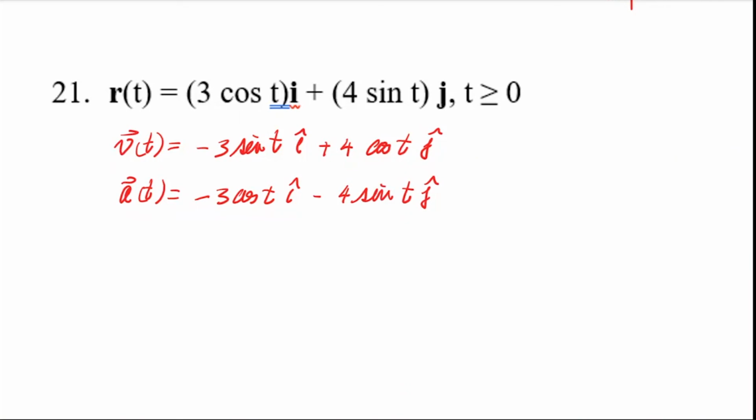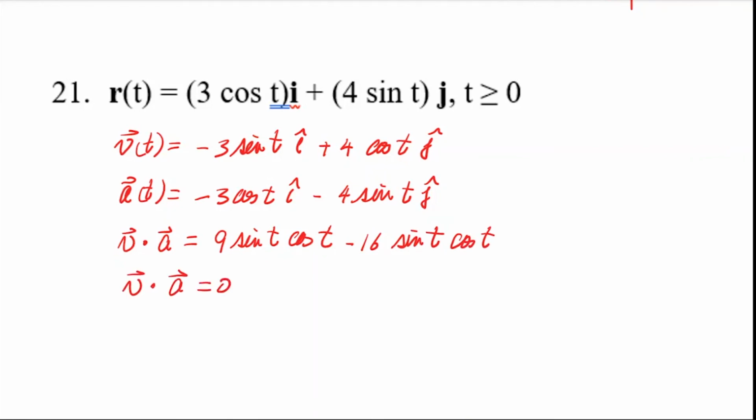Now we want this thing to be perpendicular to each other. How do we make sure that vectors are perpendicular? Of course, you take a dot product of the two. So let's dot it. Dot product meaning multiplying these components together. So we have 9 sine t cosine t, and then you multiply these two together, so minus 16 sine t cosine t. So far so good. And we want these two to be zero.